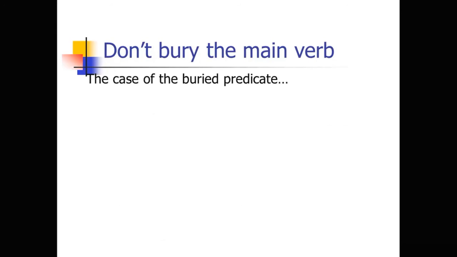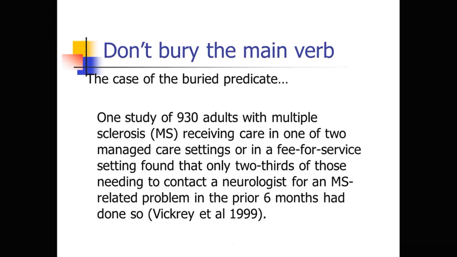So I'll give you an example of this. I call this the case of the buried predicate. Here's a sentence that's pretty difficult to read. I'm just going to go through it. It says, one study of 930 adults with MS receiving care in one of 2 managed care settings or in a fee-for-service setting found that only 2/3 of those needing to contact a neurologist for an MS-related problem in the prior 6 months had done so.